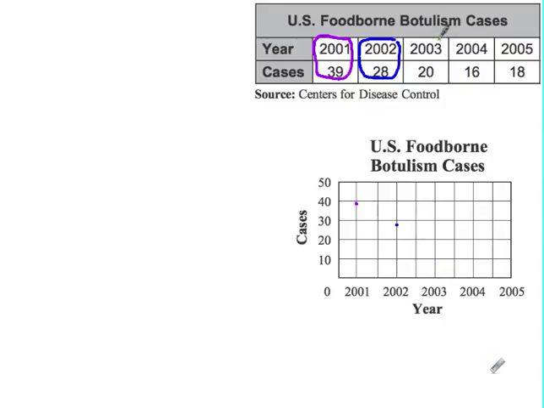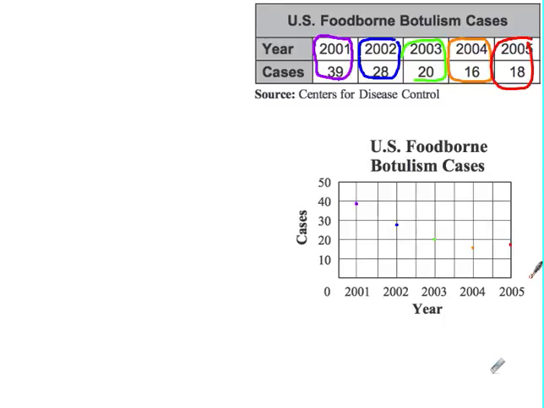2003, 20. That one's an easy one. Okay, that's right there on the line. Next one, 2004, 16. So that's going to be just a little over halfway. And then the last one, 2005, 18. So what do you notice the trend is?